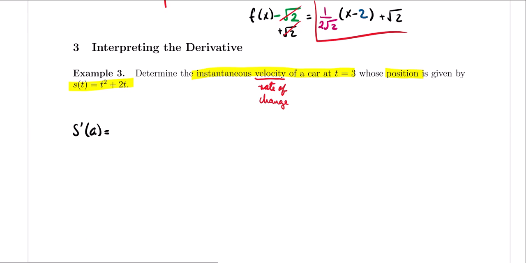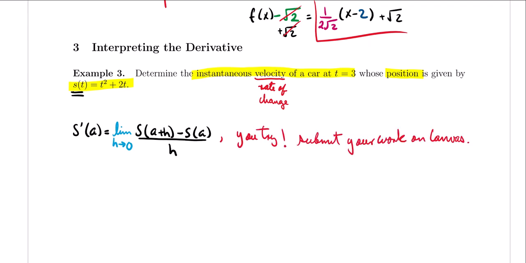So we have to use our trusty formula here. S prime at a is equal to the limit as h approaches 0 of s of a plus h minus s of a, all over h. Now for this problem, guys, remember the s function is given here, but I do want you to try it on your own. So once you work on this one, you can submit your completed work once you turn in the notes.